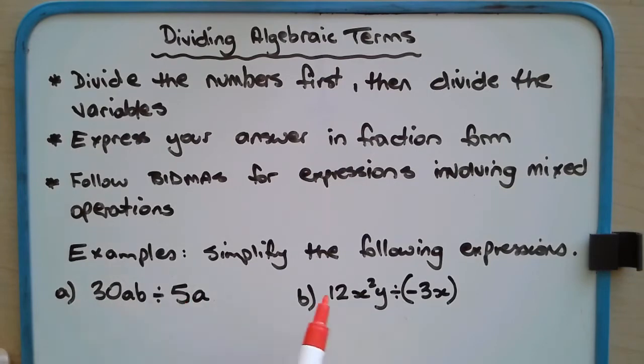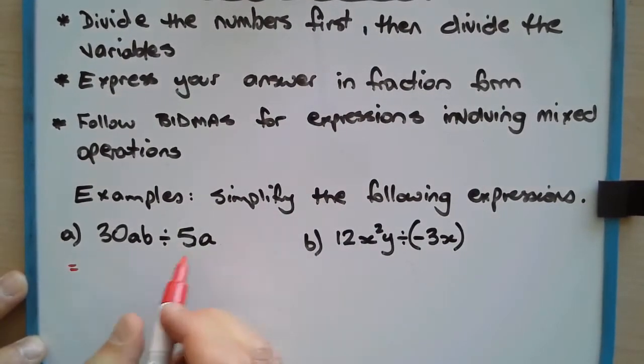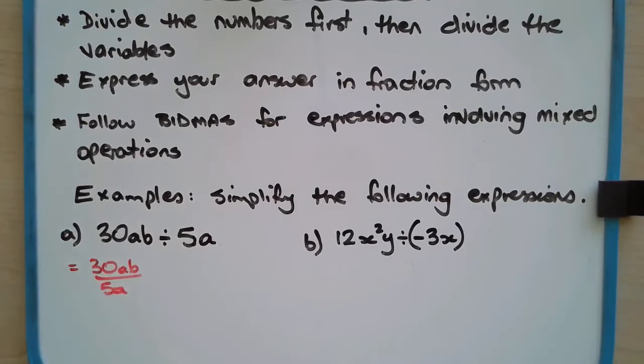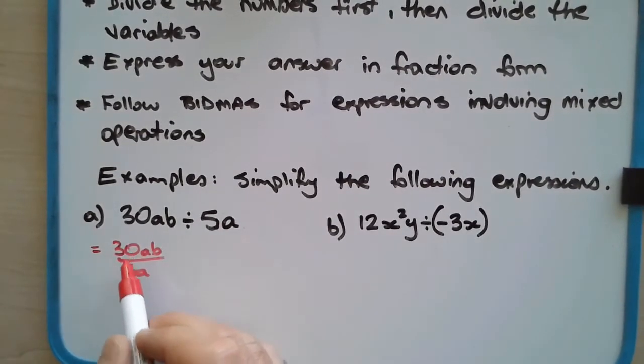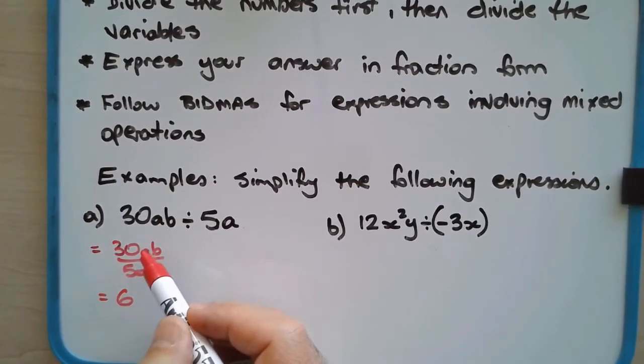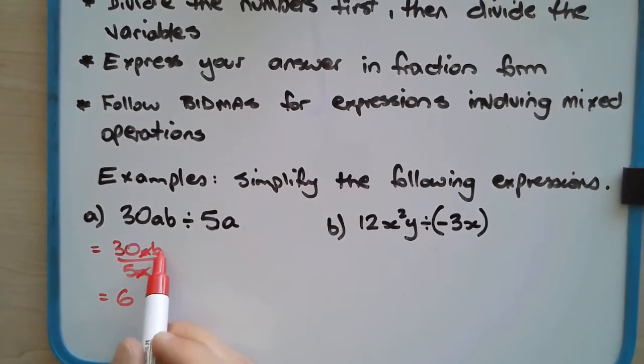So the first one, we're going to simplify all these expressions. 30ab divided by 5a. Now I'm going to convert this into fraction form first because sometimes it's a little bit easier to look at it as a fraction. So 30ab is the numerator, 5a is the denominator. Then we divide the numbers. So 30 over 5 is just 6. Now ab over a, where you find matching pronumerals between the numerator and the denominator, you can just cross them off. So that a and that a disappears, and you're left with just the b in the numerator on its own. And so the answer is 6b.